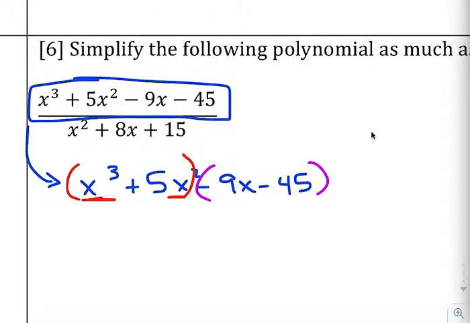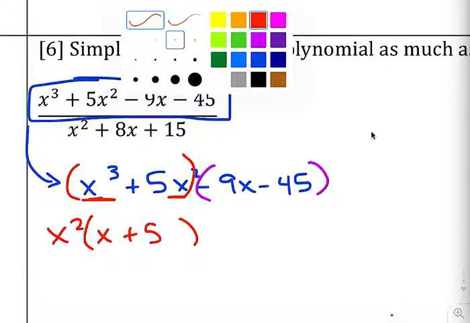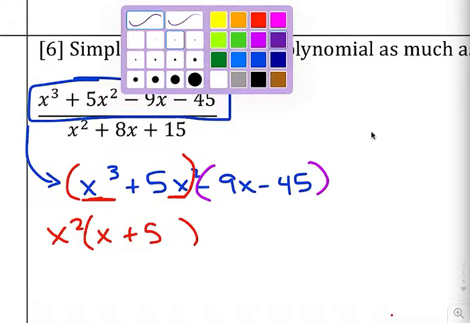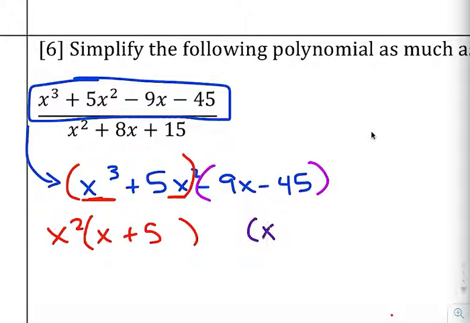Here I have a cubed and a square term. That means I can take out at least a square term out of both. So if I build a distribution problem, x squared times x will give me x cubed. x squared on the outside plus 5 should give me the 5x squared as a second term. And so hopefully in the second set, I should be able to pull out a x plus 5 as well.